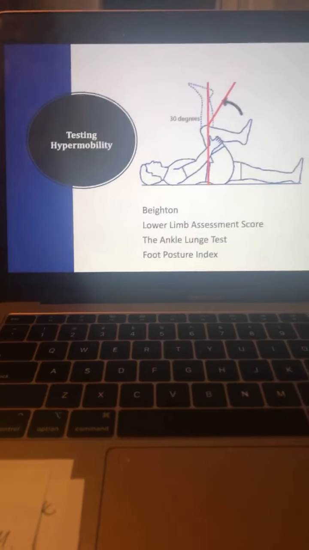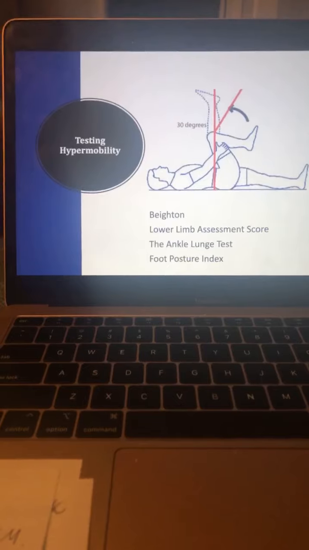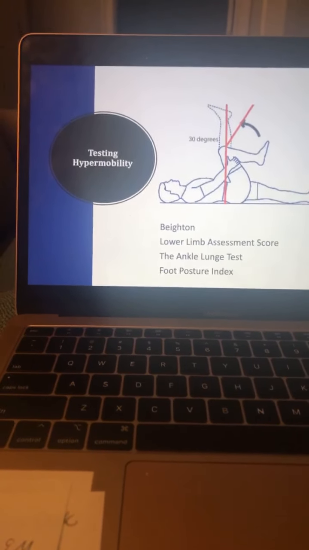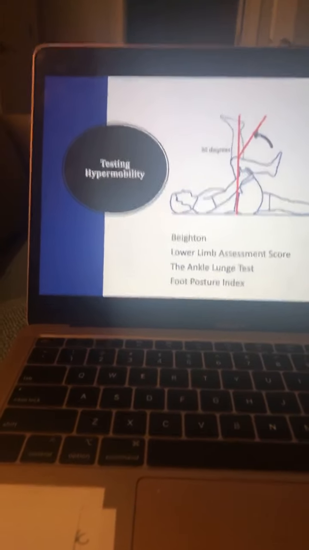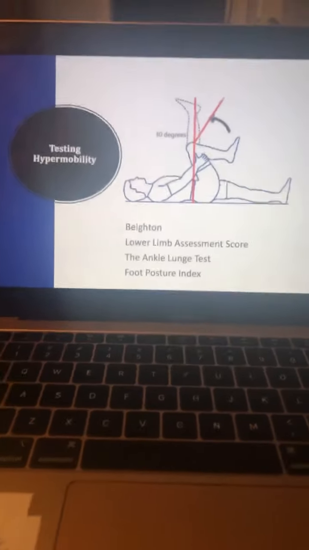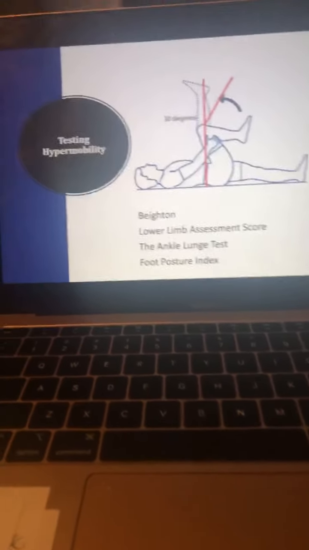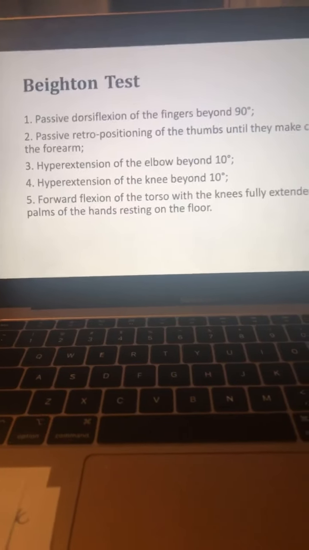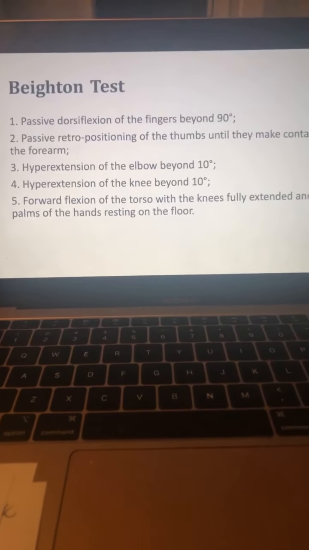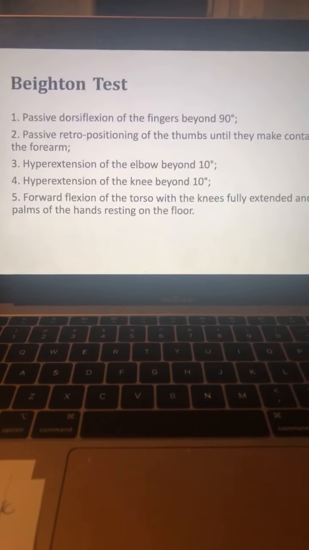So testing hypermobility, the way that this is generally done in a clinical setting or in research studies, is there are four main ways that you want to assess. You never want to do it just subjectively, like, oh, can you do the splits, then you're hypermobile, right? We want to be a little bit more objective on that. So the first one that I'm going to go over is probably the most common. You might not even realize that you're actually doing a Beighton test when you ask your clients or patients if they can do this.